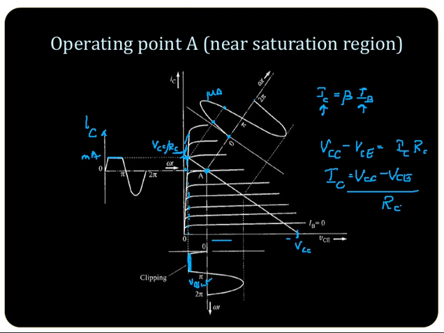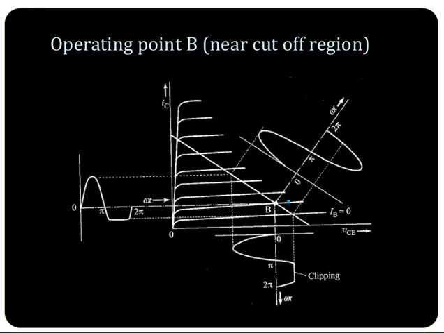Now let's see what happens if the operating point is operating point B. Here you see B is close to the cutoff region. So this is the cutoff region. You can see the cutoff region here. So the IB negative cycle is going below this range. So this is the intersection. So the operating point is varying between these two.